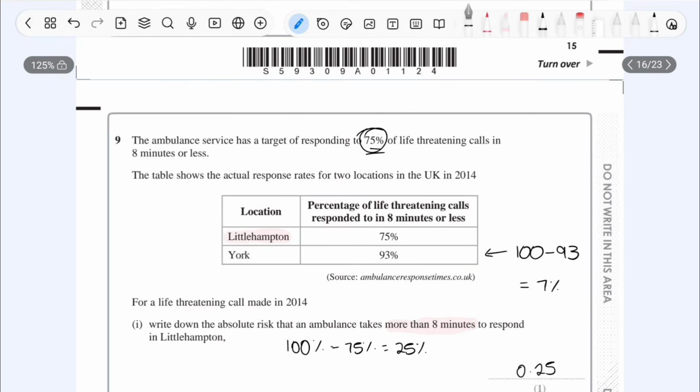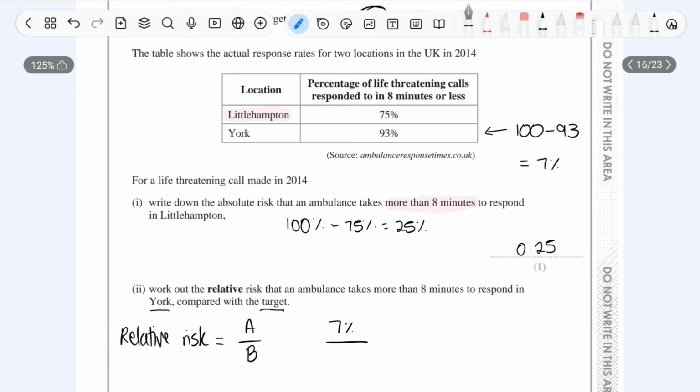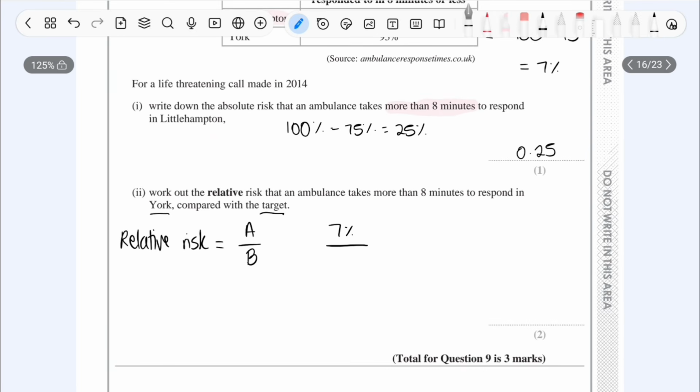Now the national average was 75%, and coincidentally Littlehampton had 75% as well. So we already know that 25% of the time it's going to take longer than 8 minutes. So if 25% of the time it takes longer than 8 minutes, and York compared to that only takes 7%, we can say 7 over 25%, which is just 7 over 25, and that's your relative risk. And the idea is, if you think about it as a decimal, it is 0.28, if I'm not mistaken. So if it's 0.28, it's saying the risk of an ambulance being later than 8 minutes in York compared to the country is 0.28.